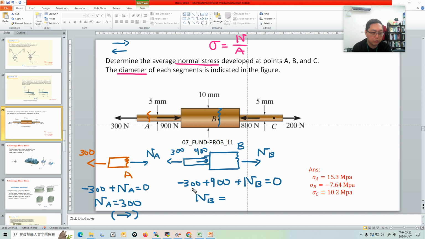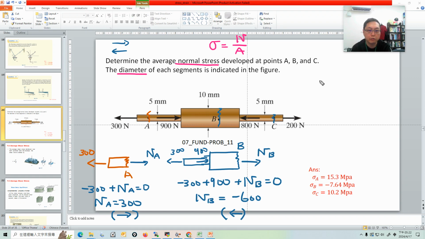Okay, normal force at B, it's 600, so minus 600. We assume it's pointing to the right. We get a negative value, which means the real direction is pointing to the left. Okay, finally the section C.